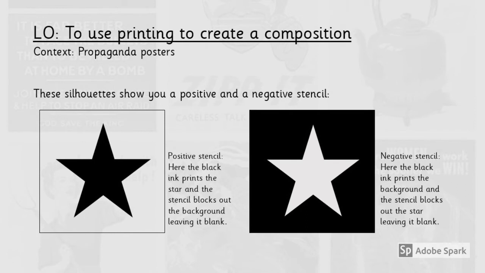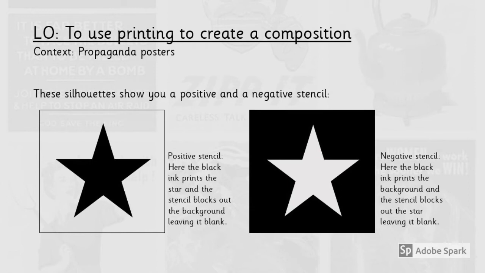On the screen, you should see some silhouettes, and the reason I've put these here is to try and show you a positive and a negative stencil. So the one on the left is a positive stencil. Here, the black ink prints the star and the stencil blocks out the background, leaving it blank. So when you run the ink or paint across it, the only thing that will get printed is the image because that's the part that is being cut out and left.